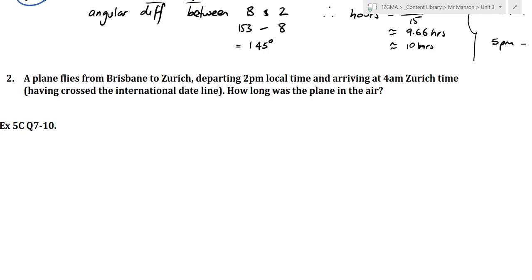So let's start by converting. Do you want to go to Brisbane or Zurich? Sorry? Zurich. Let's go Zurich time then. So 2 p.m. local time, 2 p.m. Brisbane time. What time is that in Zurich? Any takers? Do we add 10 hours onto it or subtract 10 hours? Is Zurich in front of us or behind us?